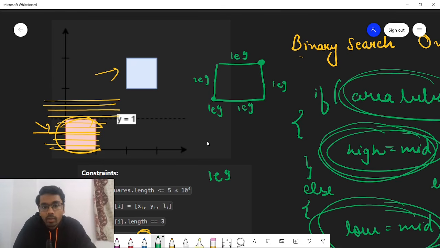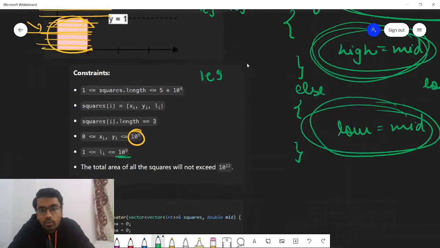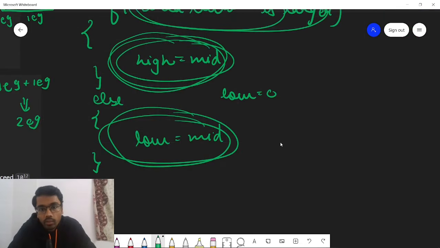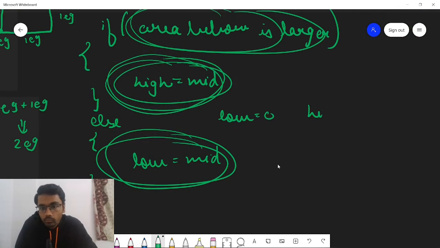So this is what? 1e9 plus 1e9. So it will be 2e9. So our high value can be as max as 2e9. So 1e9 plus 1e9 gives us 2e9. So we will keep our high value to be 2e9. So low will be 0 and high will be 2e9.